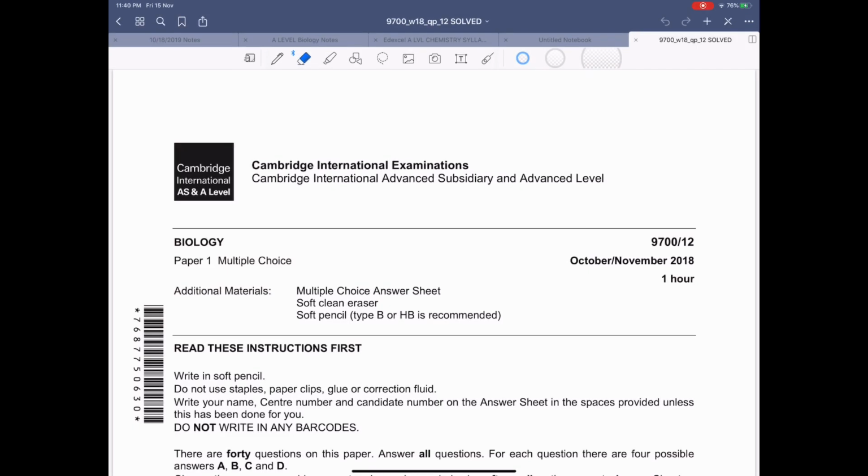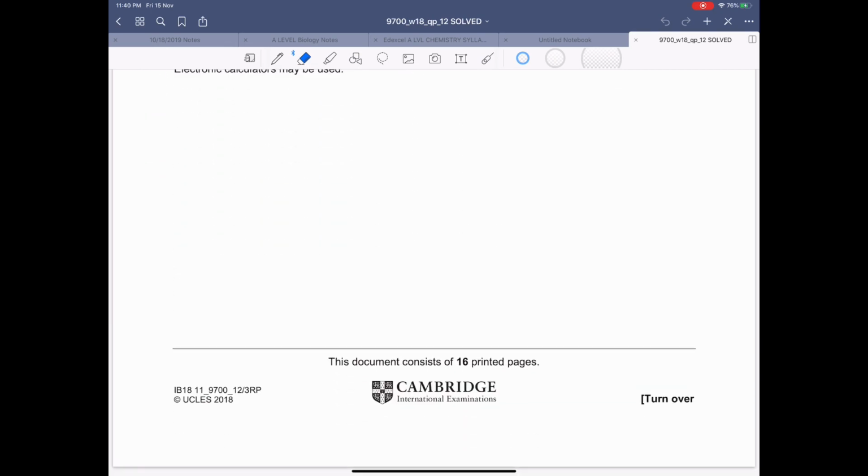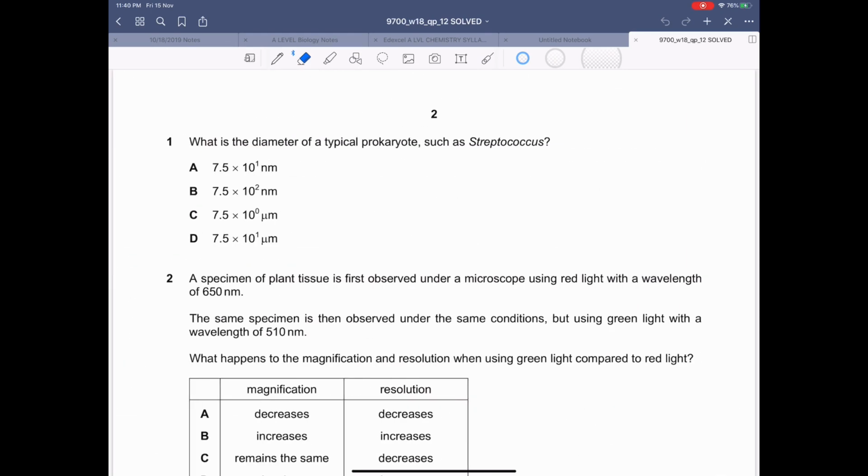Hello everyone. Today we will be solving Biology Paper 1, October-November 2018, Variant 2. Okay, so let's look at the first question.